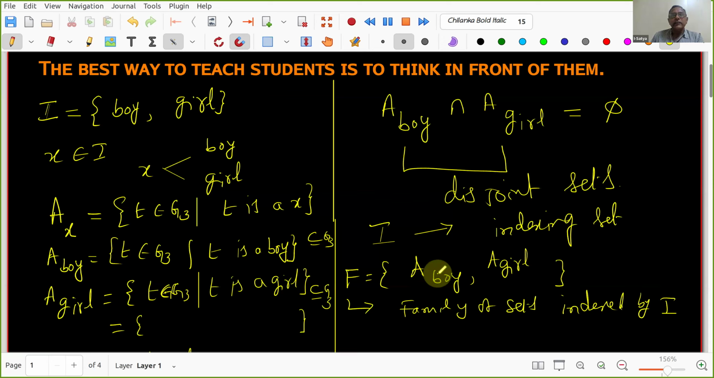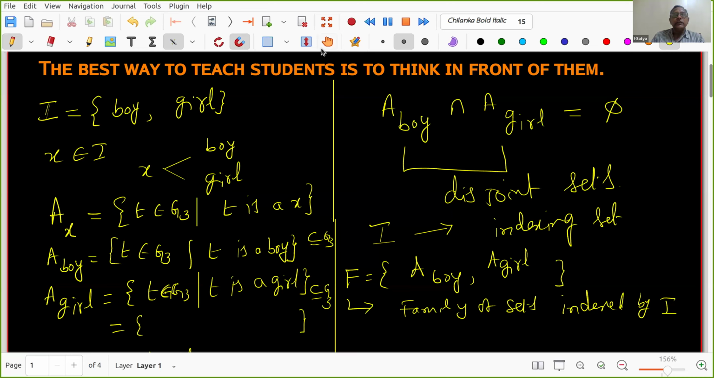A boy is a set. It is the set of boys in G3. A girl is also a set, the set of girls in G3. So F contains two sets. Both are again sets. Their union is equal to the whole of G3 and intersection is empty. Intersection empty की जरूरत नहीं है in general. These are all subsets of a single set G3. For each element, I am collecting like that.